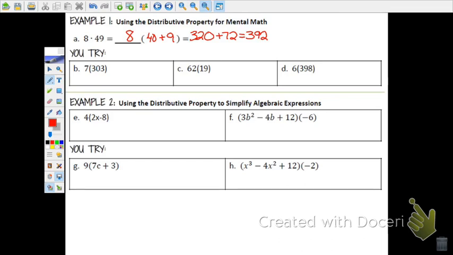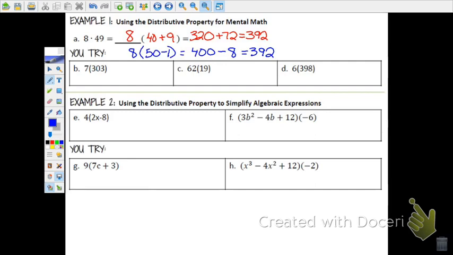If I were to do subtraction instead, which I like better for this particular problem, I can do 50 minus 1 instead of the 40 plus 9. I still get that 49. 8 times 5 is 40. Add the 0. Minus 8 times 1 is 8. And I still get that same answer of 392.